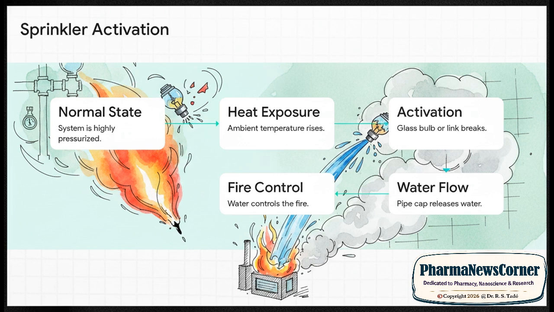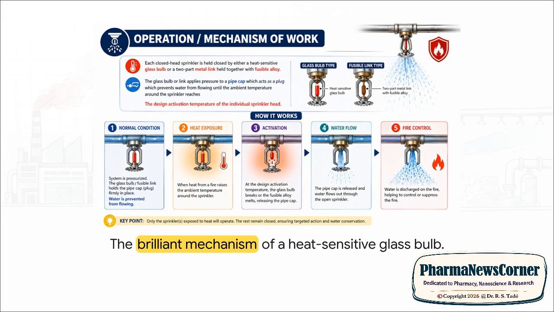When a fire breaks out, the ambient temperature rises directly around the localized heat source. That's what triggers the activation. Water begins to flow, and you get targeted fire control right where the flames actually are. It conserves water and totally saves the rest of the building. And this brilliantly illustrates how it works.